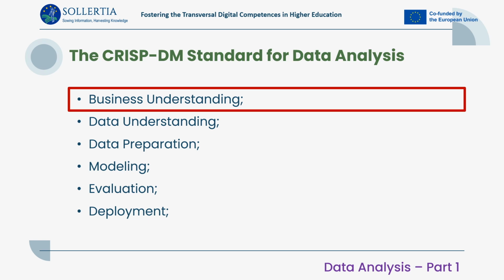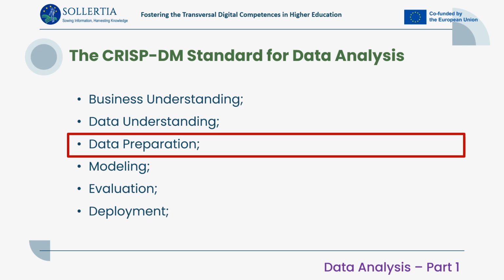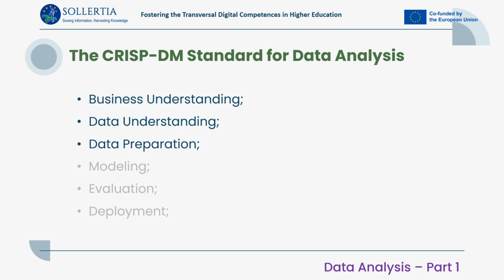This initial phase focuses on understanding the objectives and requirements of the project from a business perspective. In this phase, the data analysts begin the initial data collection and familiarize themselves with the data. Data is rarely clean. This phase is dedicated to cleaning and transforming raw data into a suitable format to make it ready for subsequent phases of data analysis. The remaining three phases of CRISP-DM will be discussed later in Data Analysis Part 2, the next module.